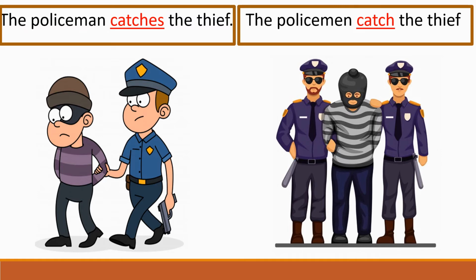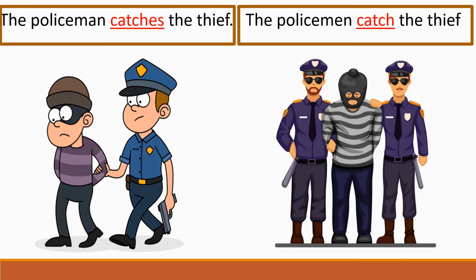Now let's see the next sentence. The policemen catch the thief. So here the spelling of man is men. Men means more than one policeman. So here we will not add anything to the verb. Why, children? Because here the noun is plural. Correct? So if the noun is plural, we are not going to add anything to the verb. Have you understood, student? If the noun is singular, then only we add es to the verb.